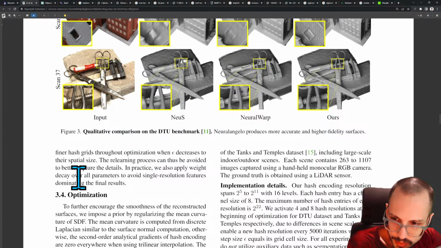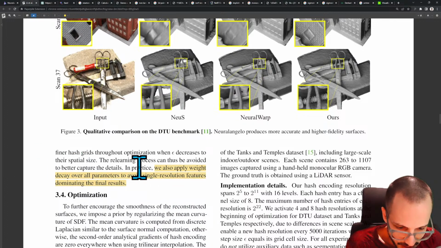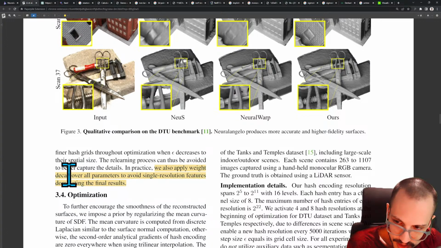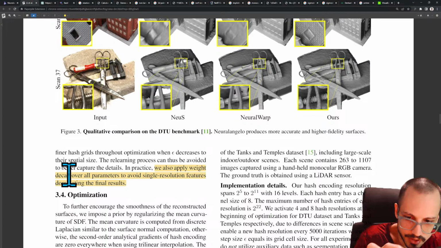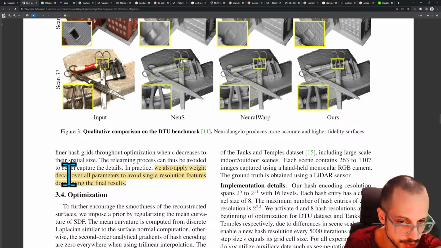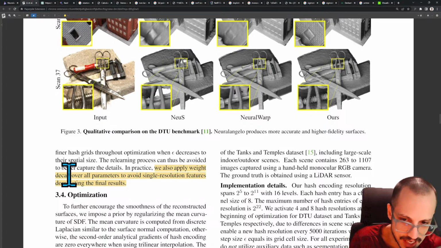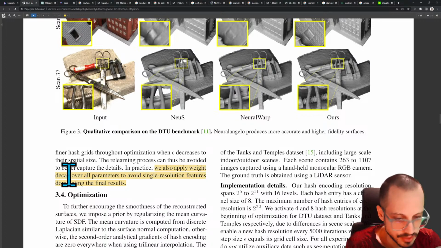In practice, we also apply weight decay over all parameters to avoid single resolution features dominating the final result. So weight decay is something that people use in neural networks. You think of every single time you push gradients, right? Your little neural net is composed of all these little neurons. They have some weight value. That weight, I don't know, maybe it's like 0.123. And then every step you do weight decay. So that little weight value goes from 0.123 to 0.122, and then 0.121, and then 0.120.